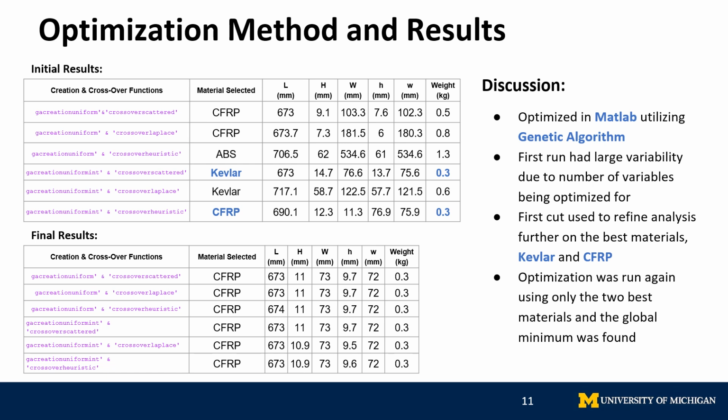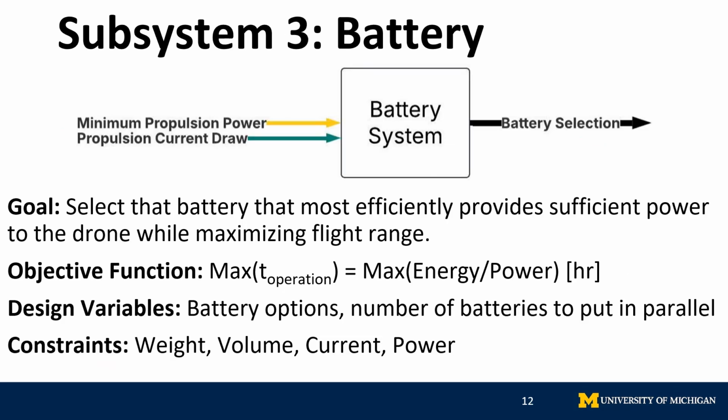Our third subsystem is the battery package, where we aim to identify a battery configuration that maximizes flight range while supplying enough power to the drone. To do this, we want to maximize our operation time, which is effectively maximizing the energy capacity of the drone. Our design variables are which batteries we're using, as well as how many of each we want to put in parallel with each other. Constraints consist of weight and volume of our package, as well as current and power demands.